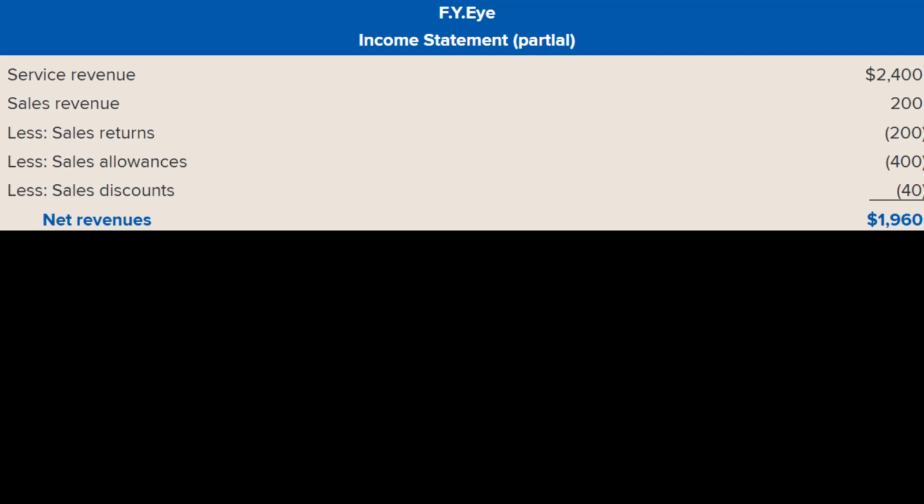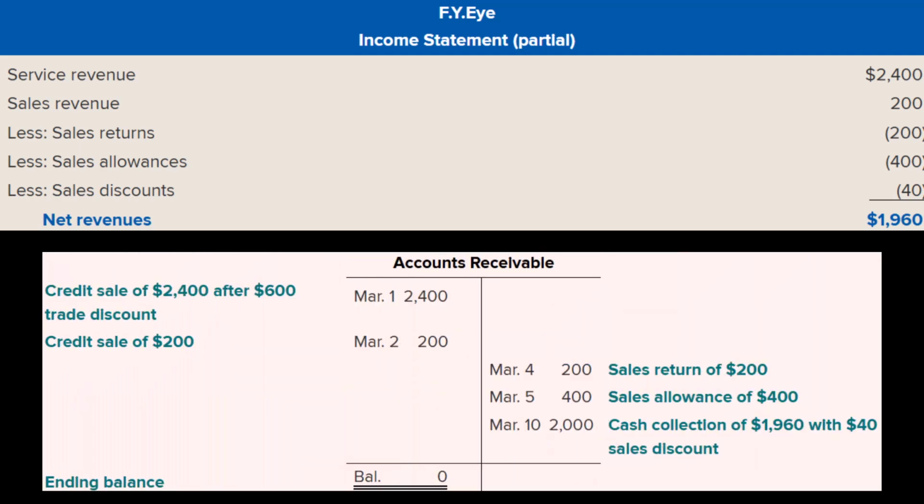These transactions are also reflected in the accounts receivable T account, which you can see is now zero after the customer's payment. And that's how we get from gross sales to net revenues. The key takeaway is that while trade discounts are handled by simply recording the net amount, sales returns, allowances, and sales discounts are tracked in separate contra revenue accounts to give managers better information. This process ensures that the income statement provides the most accurate and transparent measure of a company's sales performance.